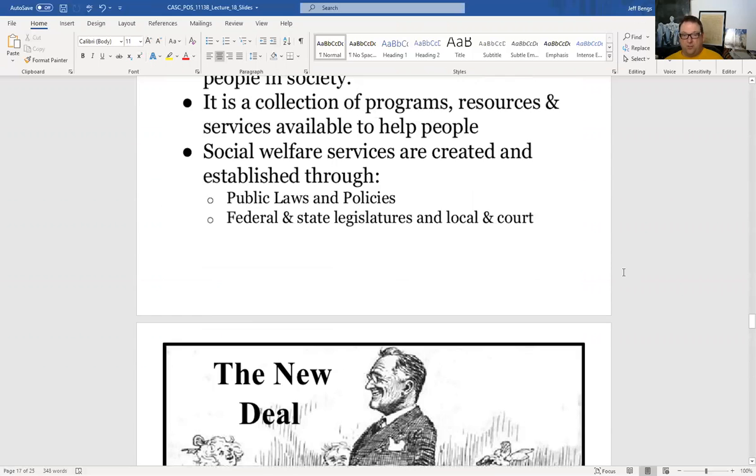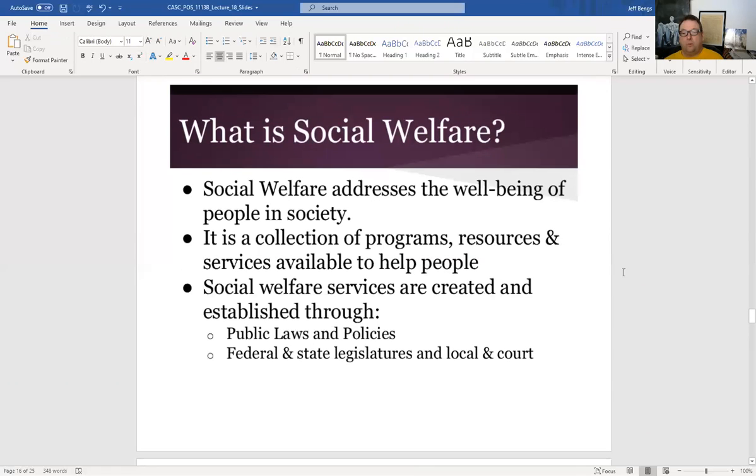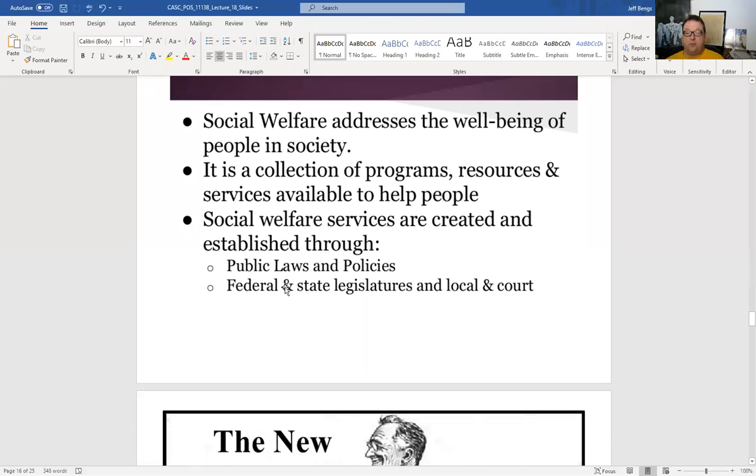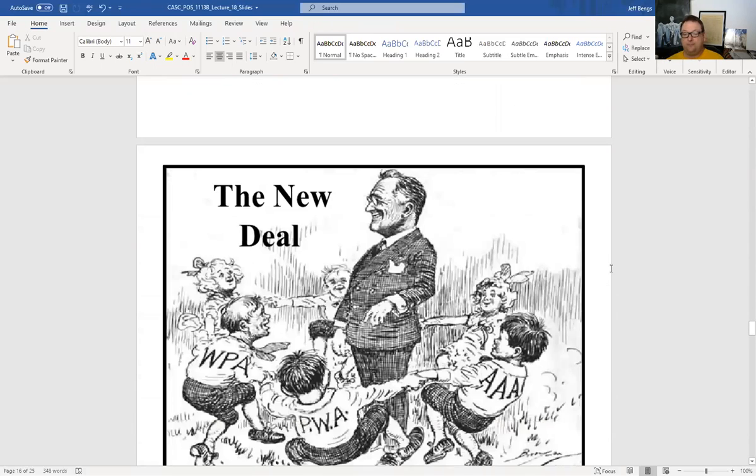But before we look at those things, when we talk about social welfare, we're talking about programs and policies that are designed to help people in the society. It provides services or resources for those people who need it. And you can see how these programs are established.